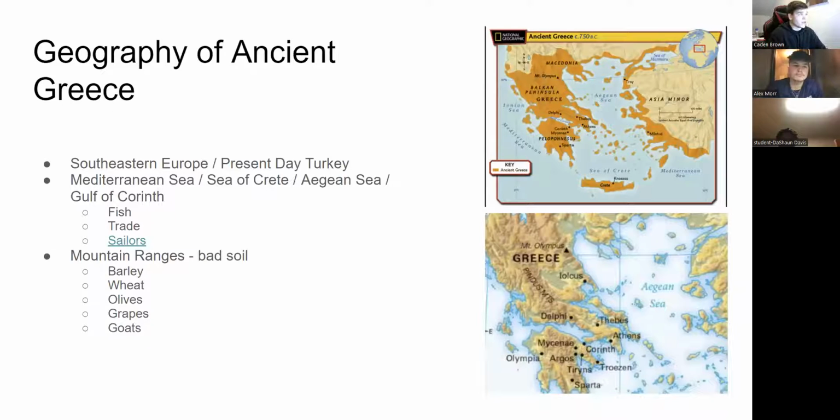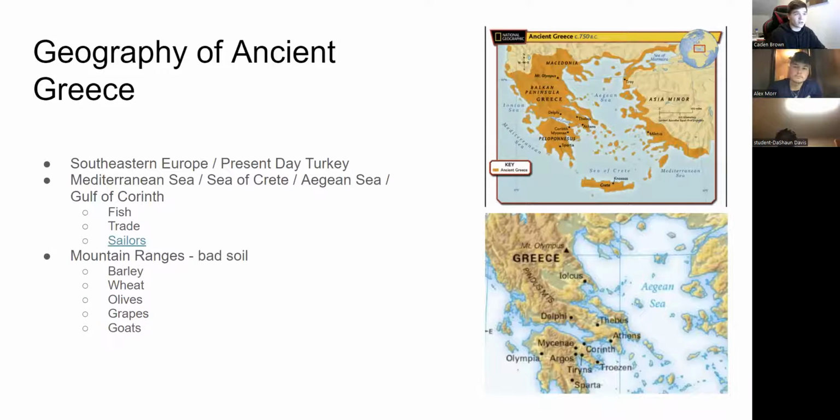And then the geography of ancient Greece. Ancient Greece is what is today southeastern Europe and present day Turkey, not all of Turkey, but parts of it. It's surrounded by the Mediterranean Sea, the Sea of Crete, and the Aegean Sea.